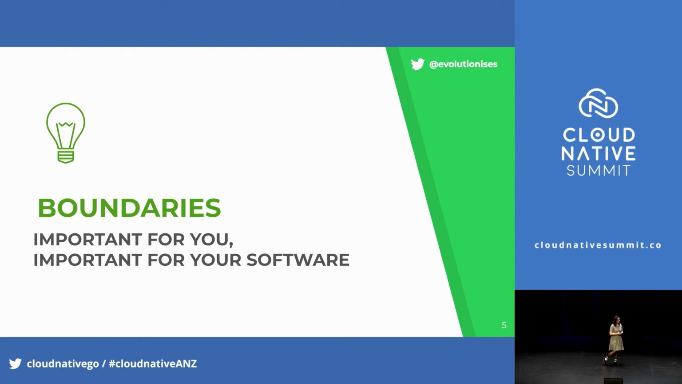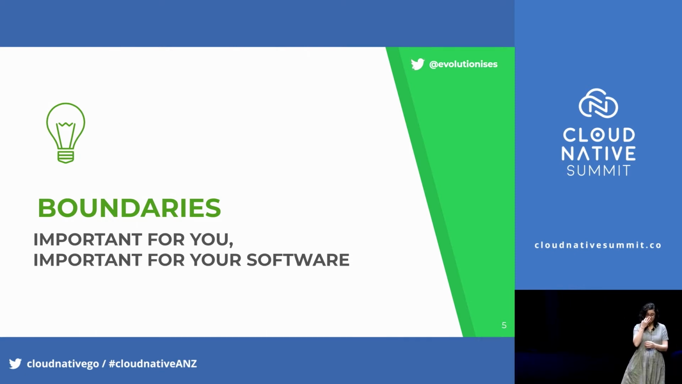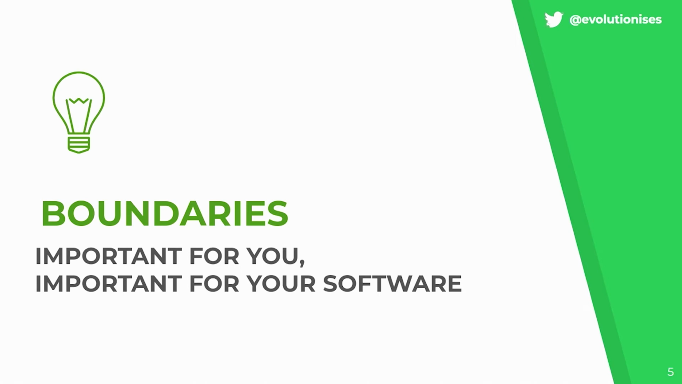system. So what I really want to talk about today is thinking about the boundaries in our software, the information that crosses those boundaries, and how at the application level we can think about the kind of patterns that we're trying to create at that higher architectural level, and what inside the application is going to work with that. So yeah, boundaries, super important for you, important for your software.